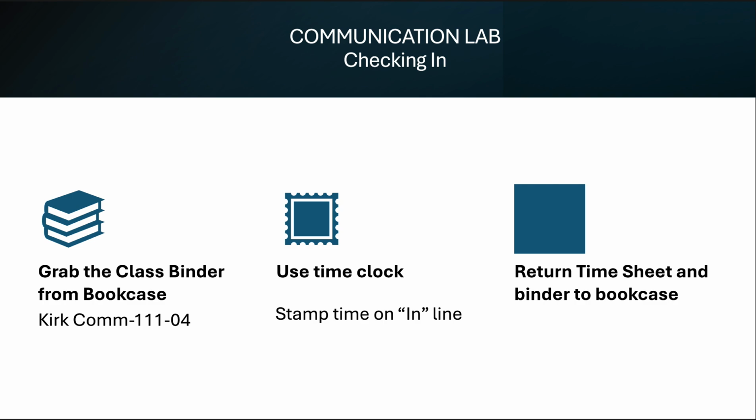Well, the first thing you're going to do when you walk in is grab the class binder from the bookcase. You're going to look for my name, and for this section, it's 4, but it might be 8, 12, whatever our section is. You're going to find your timesheet under your last name in the binder and use the time clock to stamp in on the timesheet. Then you're going to return the timesheet and the binder to the bookcase. The reason we do that is because students sometimes forget and will lose their timesheet. We don't want you to do that, so make sure you return it.